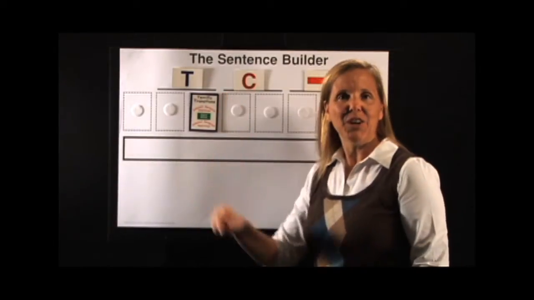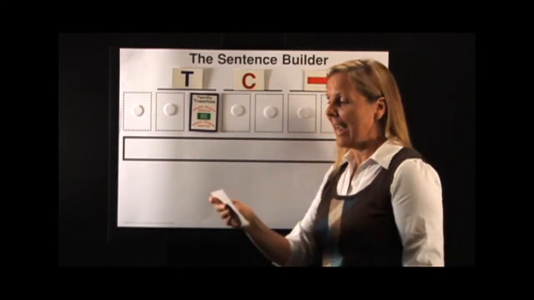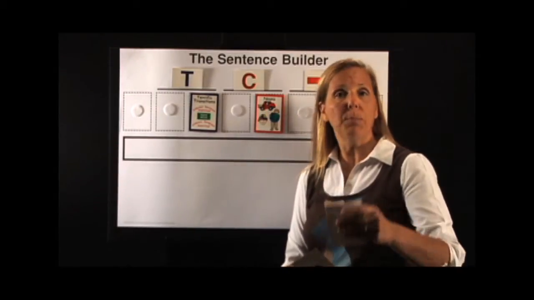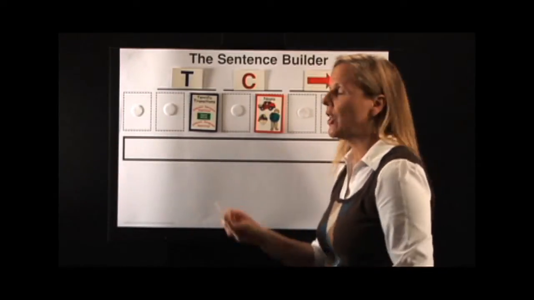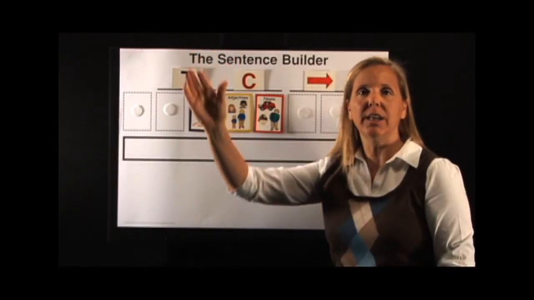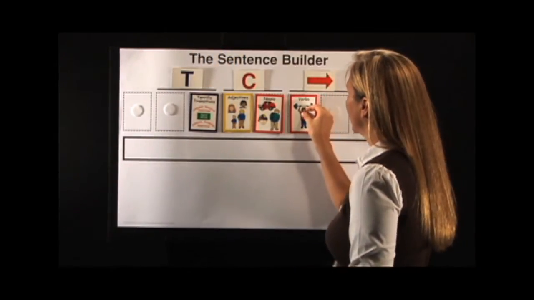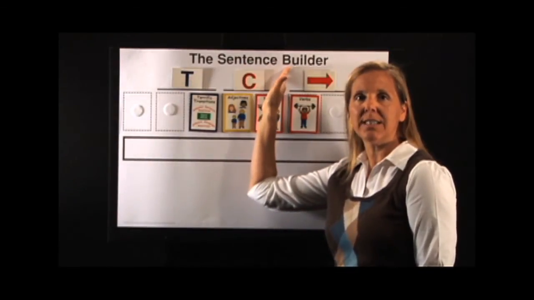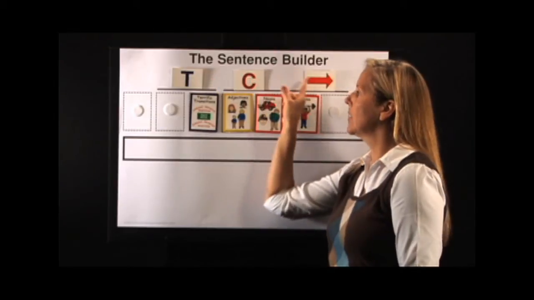Our C is for character. Our character is a noun, so we're going to put a noun underneath our C card. And of course, we probably need to describe our noun, so we should add an adjective in front of it. And then the arrow is for action. So we'll add a verb underneath our arrow. We have our first step, our secret formula, TC arrow: transition, character, action.